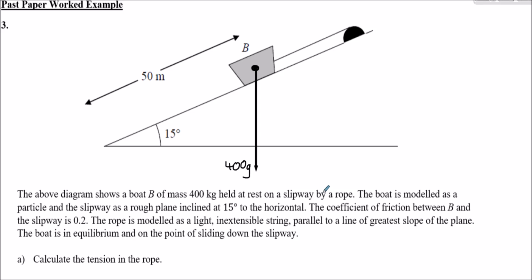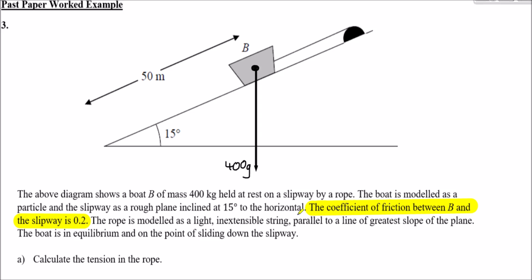It's at rest on a slipway, held by a rope. It's been held by this rope here. It's modelled as a particle, and the slipway is a rough plane inclined at 15 degrees to the horizontal. The coefficient of friction is 0.2. I'm going to highlight that. That's going to be used later. That's crucial information.